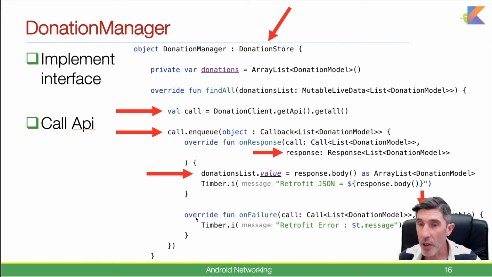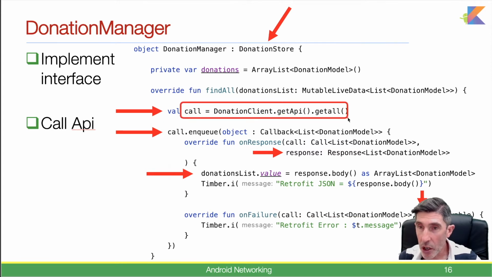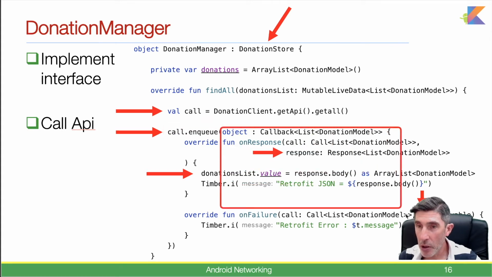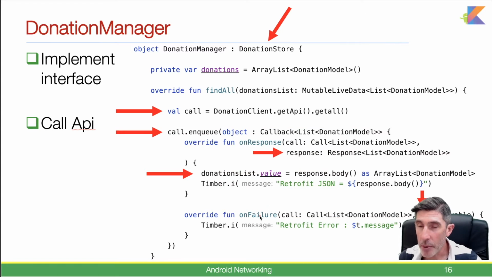From our perspective, it will kind of cancel out. But that's the key here. We create our call instance with our .get call. We can say on the call object .enqueue, passing in our anonymous callback, which gives us the onResponse and onFailure implementations, the functions that will get triggered either on a successful call or on an unsuccessful call.